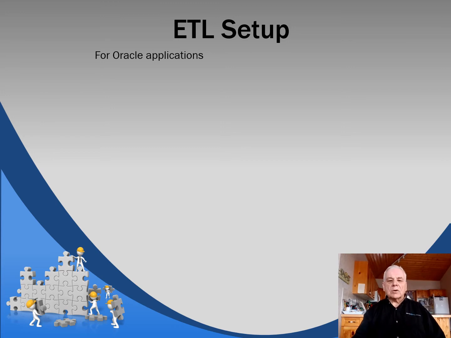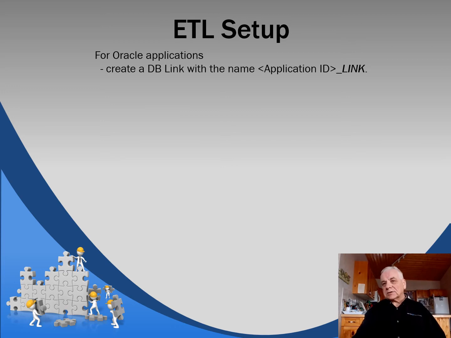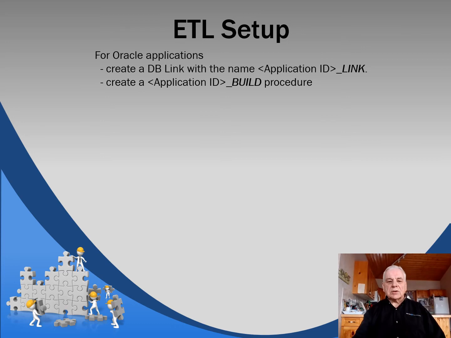Okay, to set it up for Oracle applications, you create a DB link, and the recommended naming is a prefix with the application ID _link. That's our naming convention I want to use. The other thing you do is create a procedure to execute the ETL called your application ID _build. If you stick with these conventional naming processes we put forward here, things become very easy to locate and understand, and as you grow to having thousands and thousands of jobs running simultaneously, it becomes very easy for you to see what's going on.